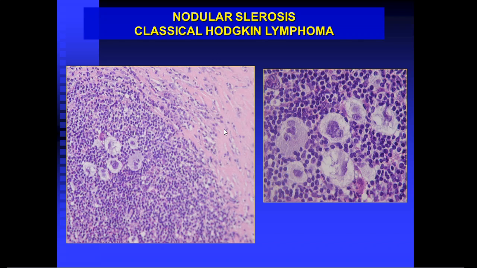Nodular sclerosis, the most common variant. So we have formation of connective tissue, and this connective tissue forms a circle. And inside this circle, we have some lymphocytes and a lot of tumor cells. Tumor cells, so-called LP cells or lacunar cells.